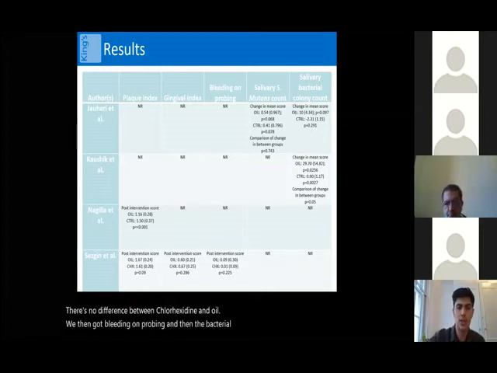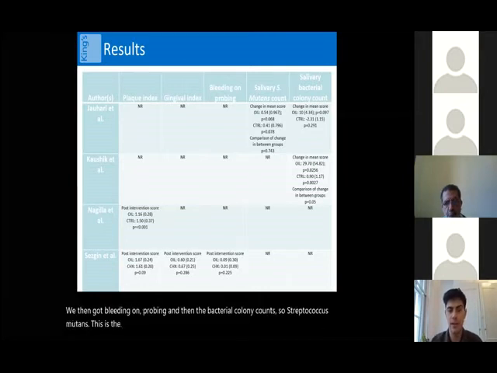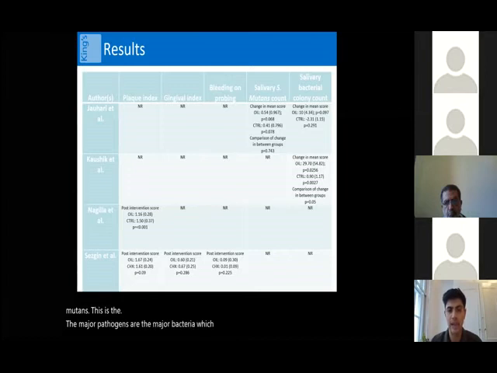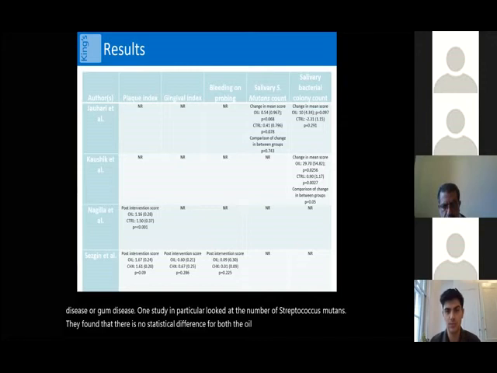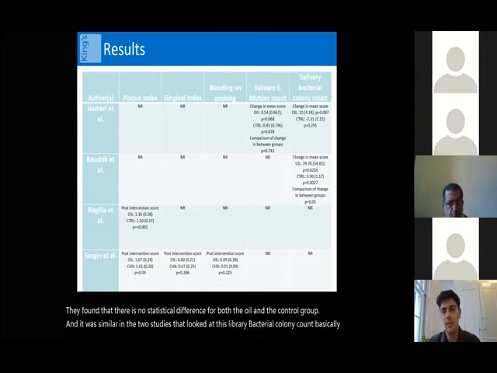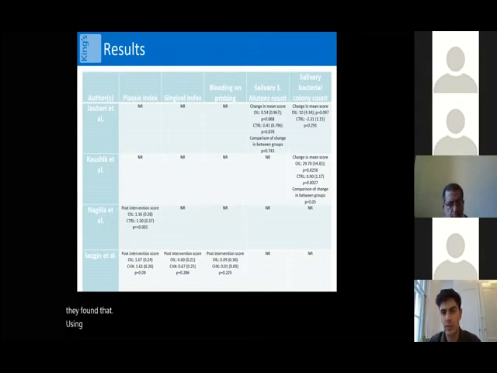So Streptococcus mutans is the major pathogen, or the major bacteria, which initiates dental decay and periodontal disease, or gum disease. One study in particular looked at the number of Streptococcus mutans. They found that there was no statistical difference between the oil and the control group. And it was similar in the 2 studies that looked at the salivary bacterial colony count. Basically, they found that using coconut oil didn't significantly reduce the amount of bacteria within the mouth.